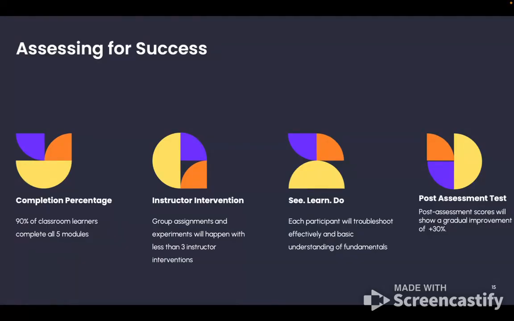Now, the completion percentage, 90% of the classroom learners complete all 5 modules. The goal is to ensure that all of them get a network engineer badge. That's the goal. And how they do it, through less instructor intervention, see, learn, or do, and depending on how they score on the post-assessment test.